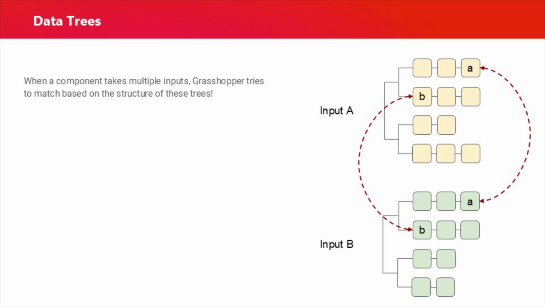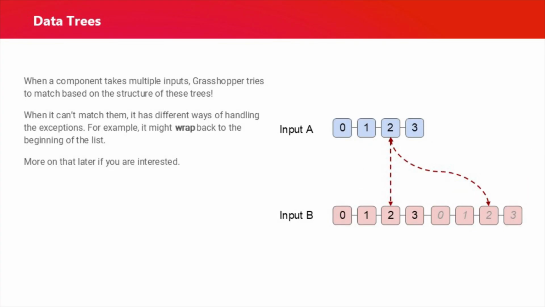One more thing, when a component takes multiple inputs, Grasshopper tries to match them based on the structure of their trees. If input A has 4 branches and input B has 4 branches, it matches them 1 to 1. But when it cannot match them because one list is longer than the other, Grasshopper has ways of handling the mismatch. It might wrap back to the beginning of the shorter list. We will look at this a little bit in this tutorial and more in module 3.